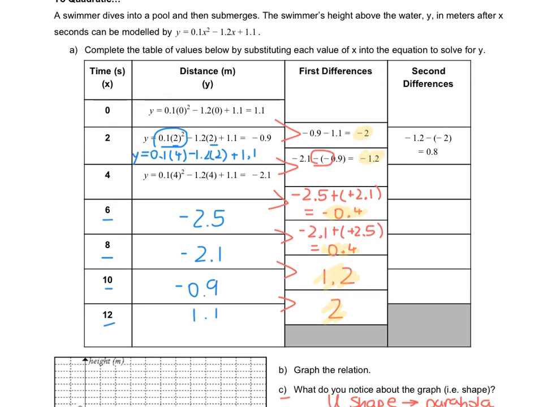So let's see what happens when we calculate our second differences. So I've done the first one for you. Negative 1.2 minus negative 2. So notice I just took these first differences and now I'm going to subtract these pairs of values. And when I do that, I get 0.8.